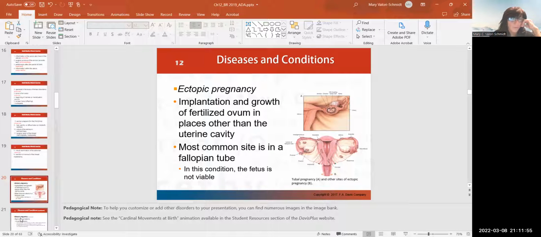We'll go very quickly through the diseases. An ectopic pregnancy is where, instead of implanting in the uterus, the fertilized egg or ovum will implant someplace else, usually in the tube. This is not a viable pregnancy. In other words, it's going to have to be removed.